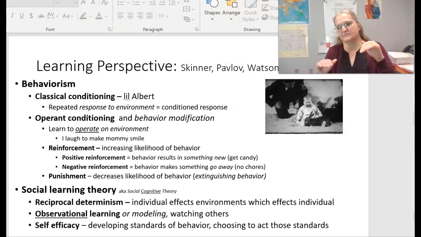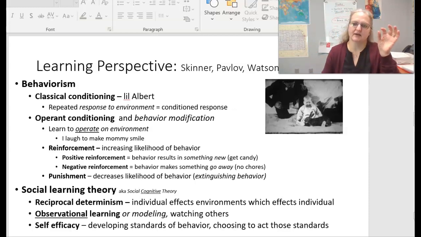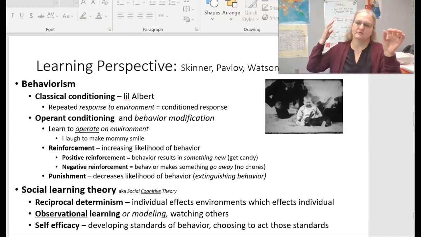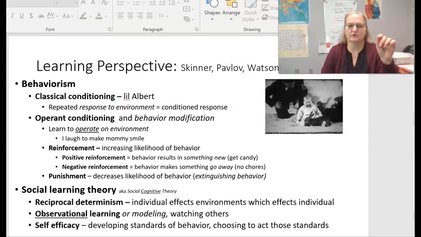So the learning perspective is pretty straightforward. The issues of interest to learning perspective researchers, or folks that use that theoretical lens, are things that can be observed. Whereas the psychoanalytical guys were really about what's below our awareness, the learning perspective people are interested in behaviors, right? There's no regard for things that are going on below your awareness.